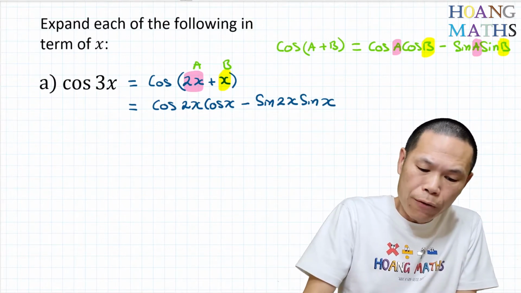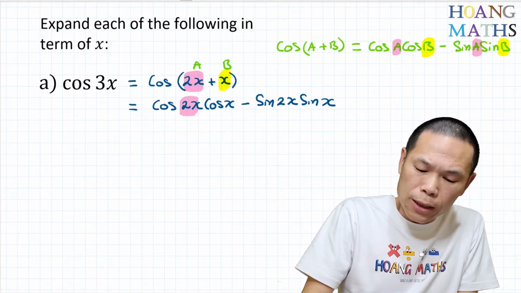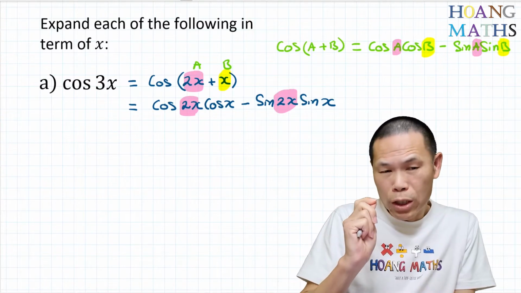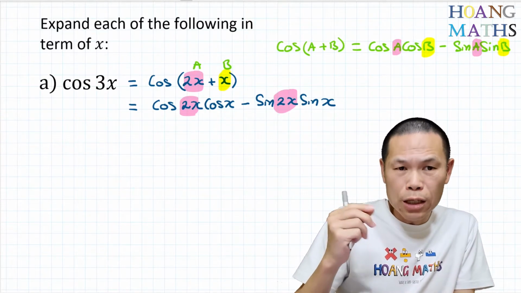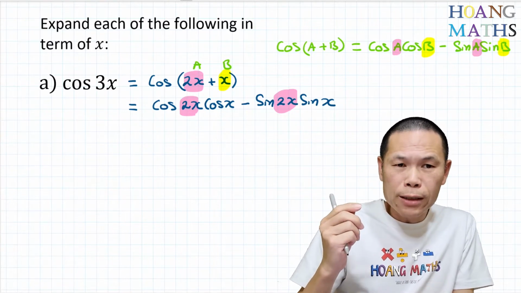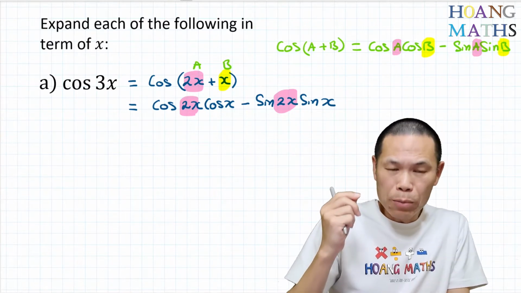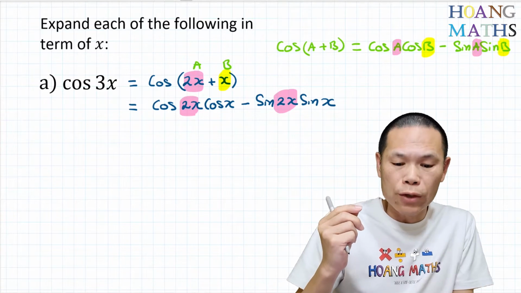So we still have cos of 2x and sine of 2x. So what we need to do is express cos of 2x in terms of x and sine of 2x in terms of x. So let me just start with cos of 2x first.